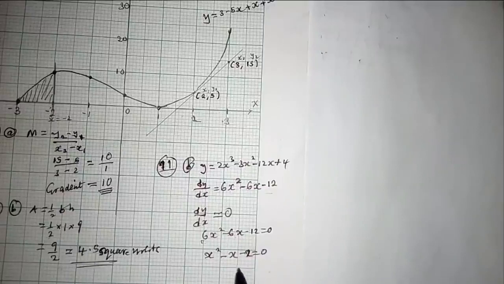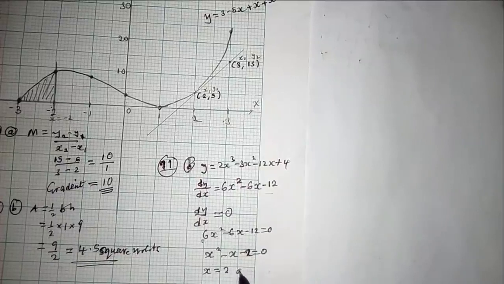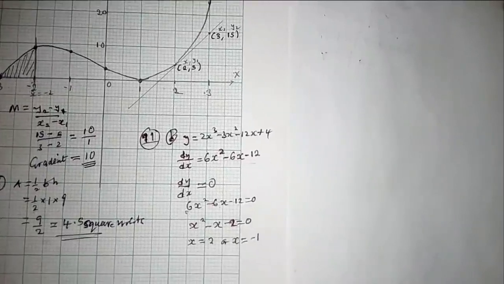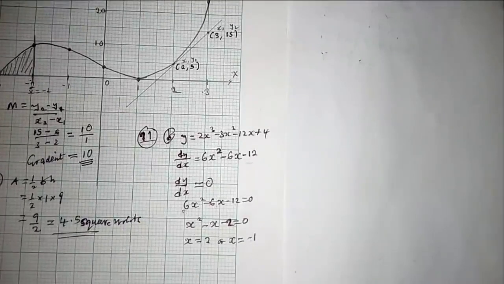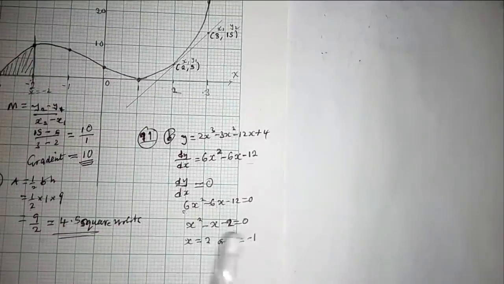So we'll remain with this equation, whereby when we solve this equation, we'll remain with the solutions to be x will be equal to 2 or x will be equal to -1. So now we are done with solving the equation. So we need to find the coordinates of the stationary point. We have already found the x coordinates, so we need to find the y coordinates. How do we find the y coordinates?